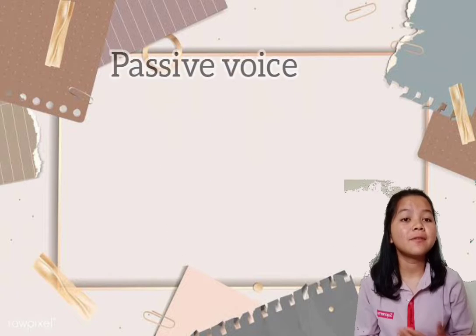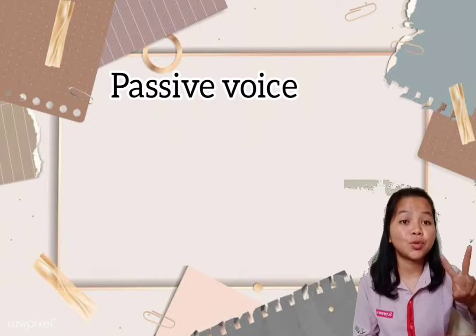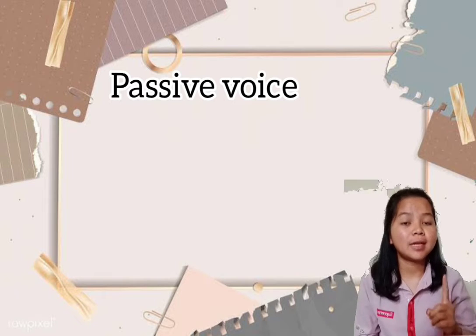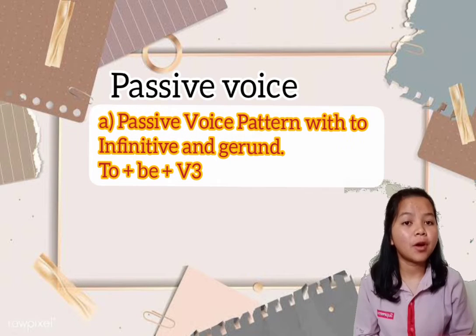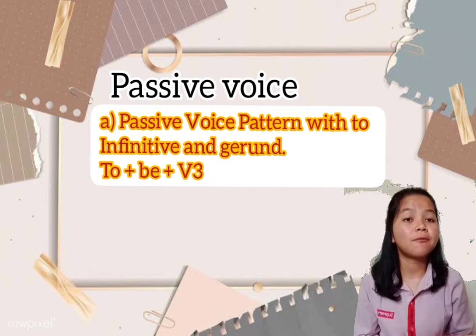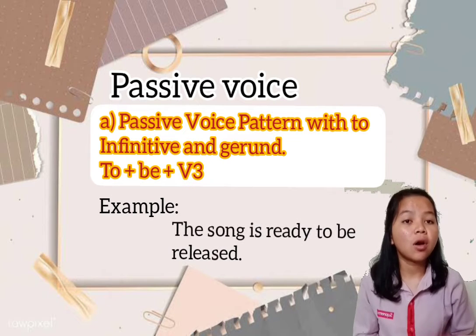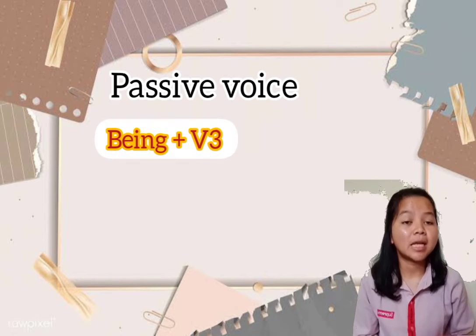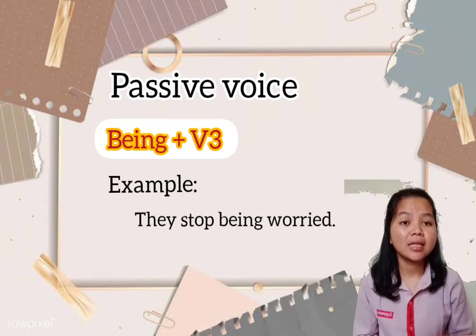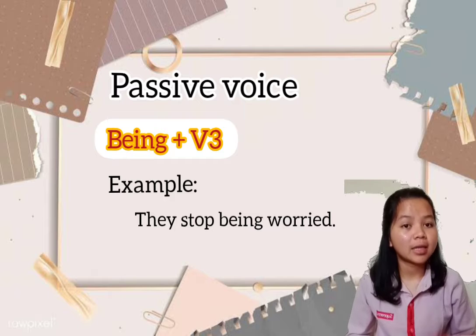Meanwhile, for the passive voice pattern, there are two parts. For the first, passive voice pattern with to infinitive and gerund, or to plus be plus verb 3. For example, the song is ready to be released. And then being plus verb 3. For example, they stop being worried.